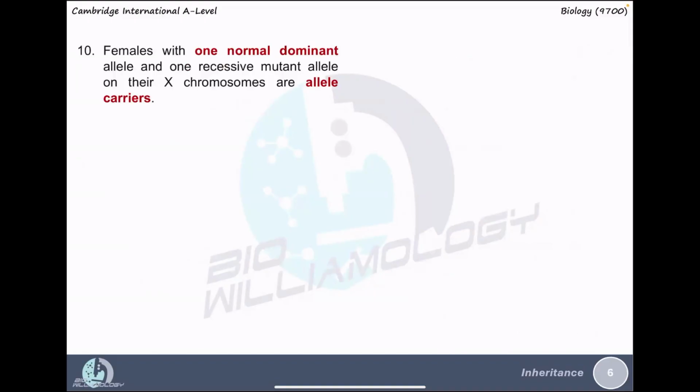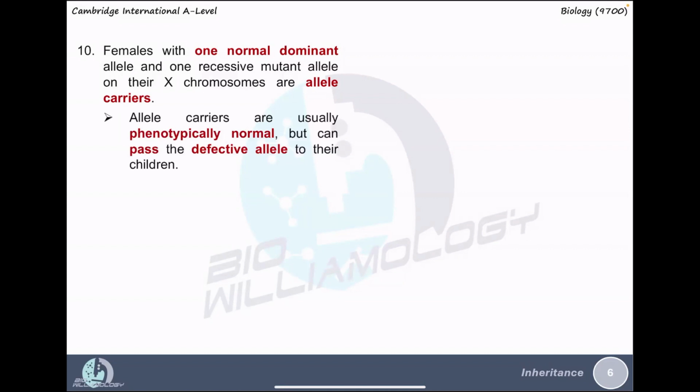A female with one normal dominant allele and one recessive mutant allele on her X chromosomes is known as an allele carrier. However, in terms of phenotype, she is not a carrier like what we have learned in co-dominance. Why? Because if you check her phenotype, she is normal, no different from those with two copies of the dominant allele. So allele carriers are usually phenotypically normal, but they can pass this defective allele to their children.